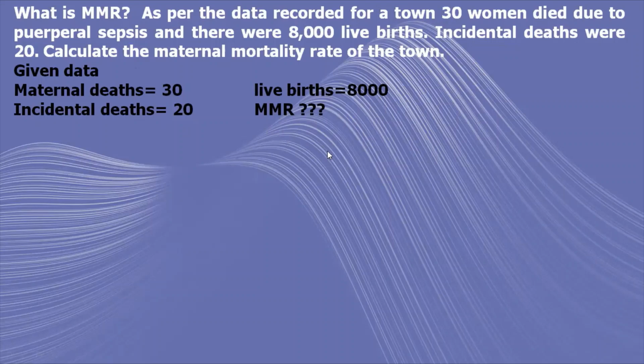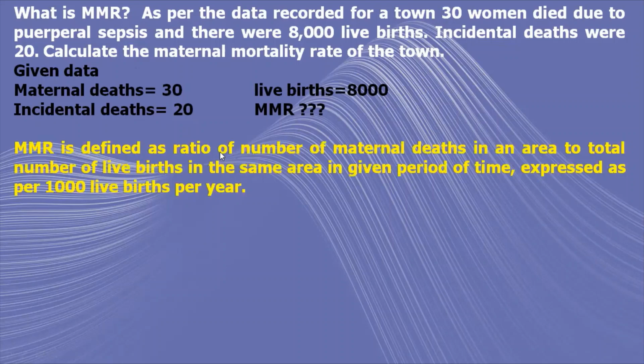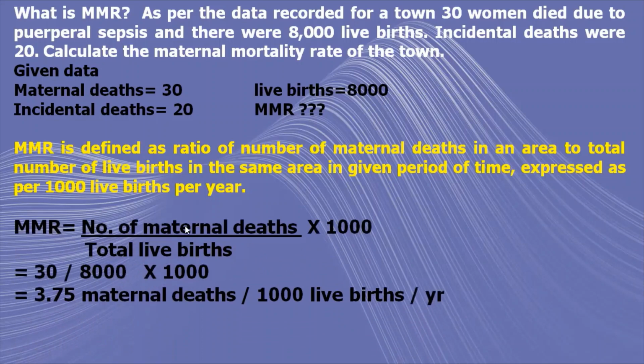We have to calculate the maternal mortality rate. But before that, what is the definition of maternal mortality rate? It is the ratio of number of maternal deaths in an area to the total number of live births in the same area in given period of time, expressed as per 1,000 live births. So we need maternal death, we need live births into 1,000. So maternal mortality is the number of maternal deaths divided by total live births into 1,000. So 30 by 8,000 into 1,000 it comes to 3.75 maternal deaths per 1,000 live births per year.